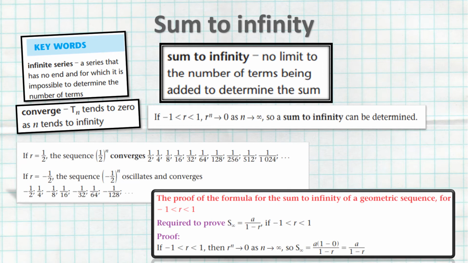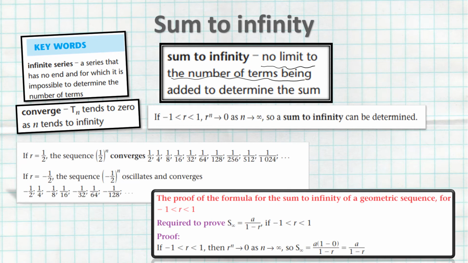So let's see what is sum to infinity. You can see that it's a sum that we calculate where there's no limit. There's no limit to the number of terms that are being added to determine that sum. So we call it sum to infinity, right? They're just saying calculate the sum, and you then have the last term in a geometric sequence, only in a geometric series. So we can actually calculate this sum to infinity.